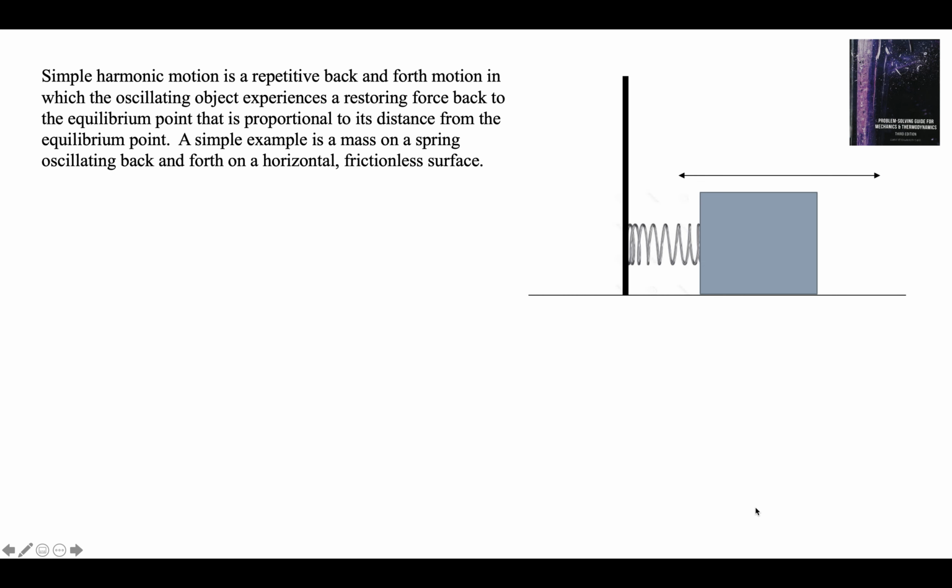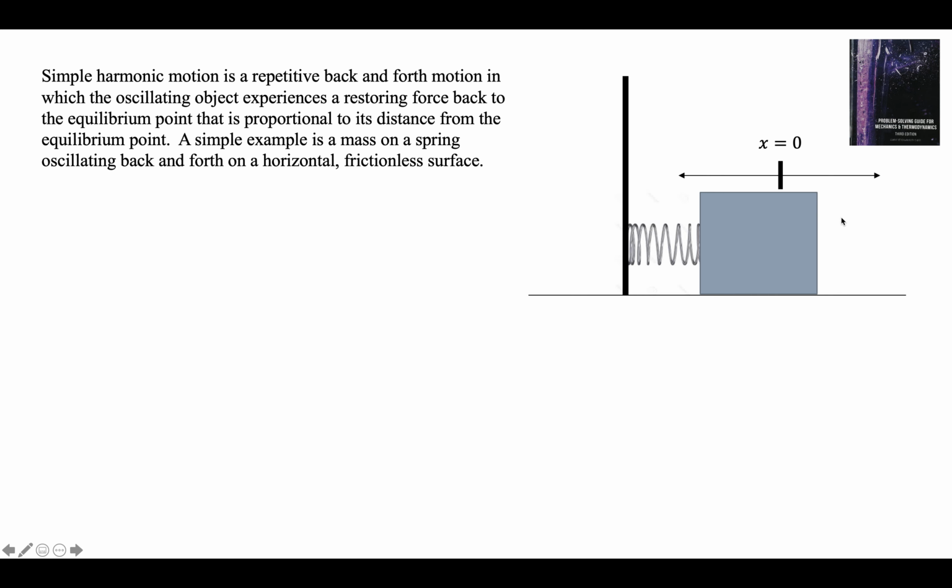Simple harmonic motion is rocking back and forth, in which the restoring force is proportional to the distance from the equilibrium point. So if we have a mass on a spring oscillating on a frictionless horizontal surface, it'll go back and forth between the equilibrium point, the point where the spring is neither stretched nor compressed.